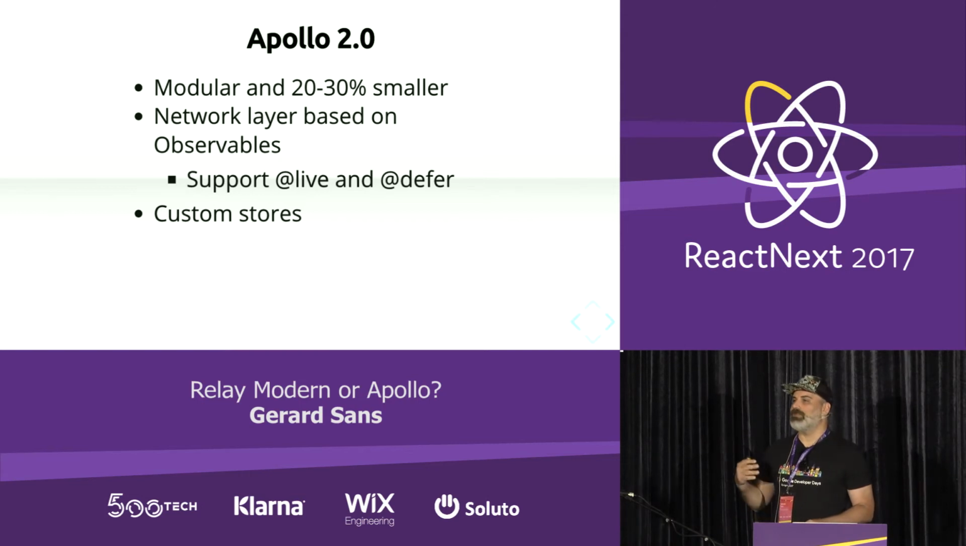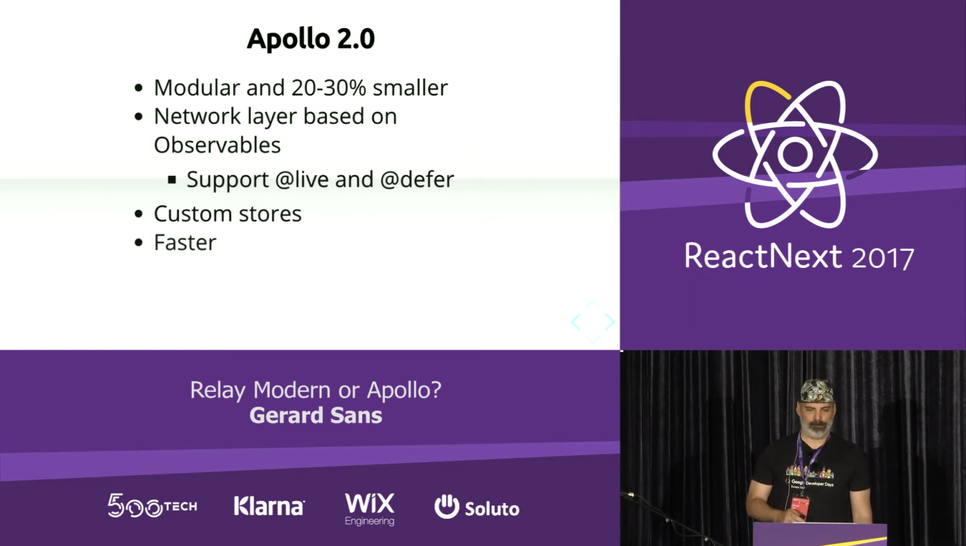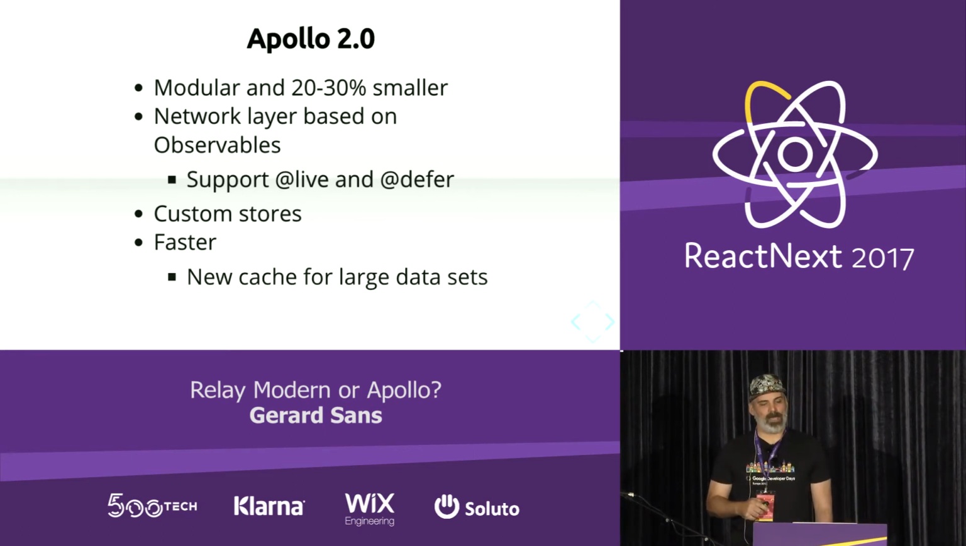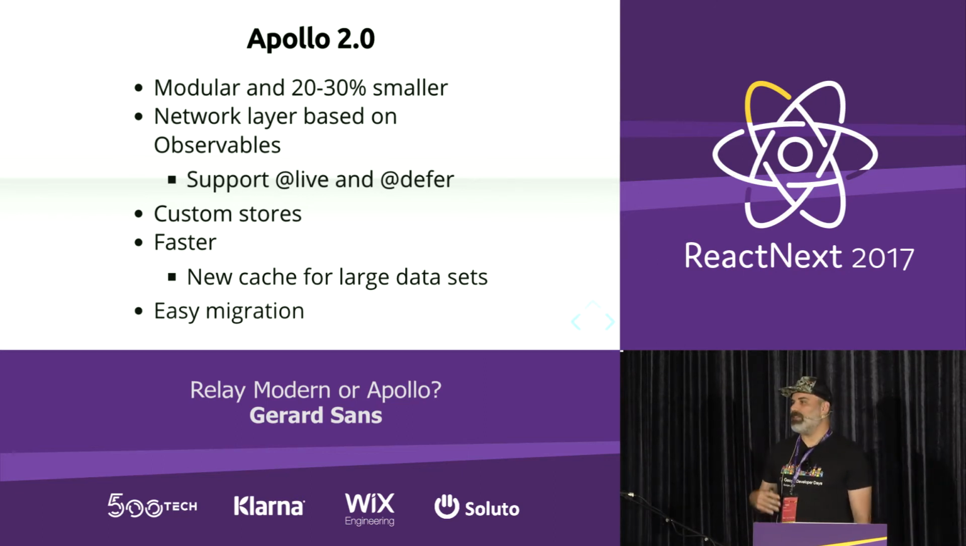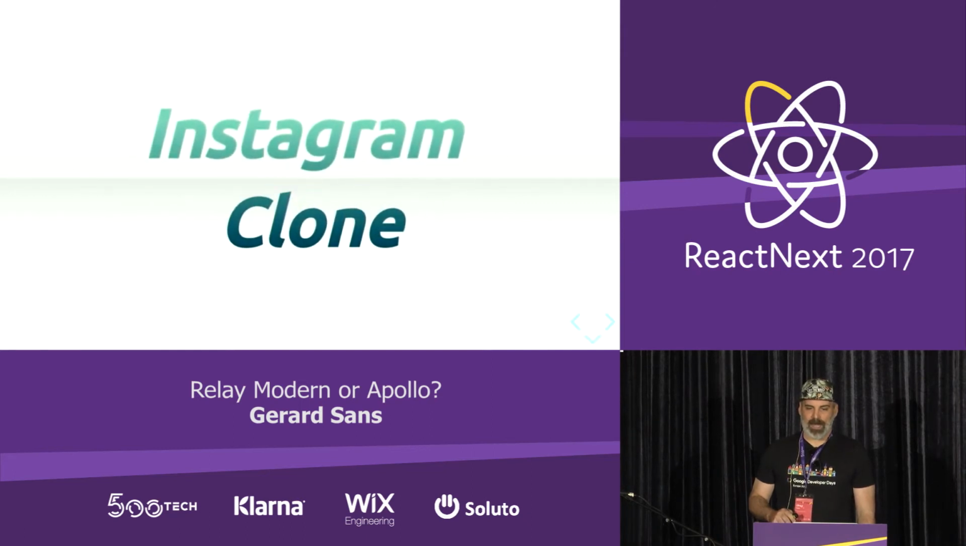There's also the ability now to use custom stores. We were using mainly Redux, but now we are open to other implementations. The promise is that it will be faster as well. And we have some new implementations for the cache for large data sets. So these are a few interesting features coming. The migration will be easy, so if you are on Apollo Client 1 today, it will be really easy for you to migrate. So these are some tidbits from Apollo Client 2.